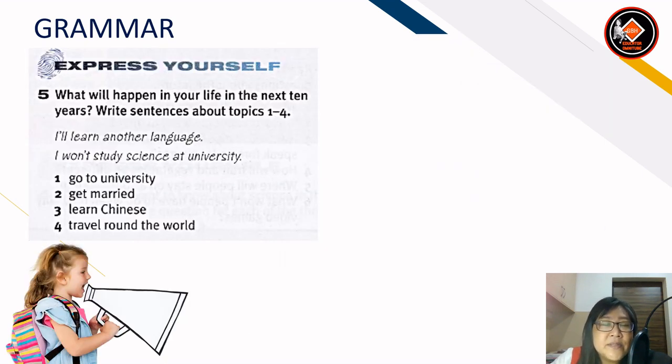Next, express yourself. What will happen in your life in the next 10 years? Write sentences about topics 1 to 4. Examples: I'll learn another language. I won't study science at university. So here you have number 1, go to university. 2, get married. 3, learn Chinese. 4, travel around the world.